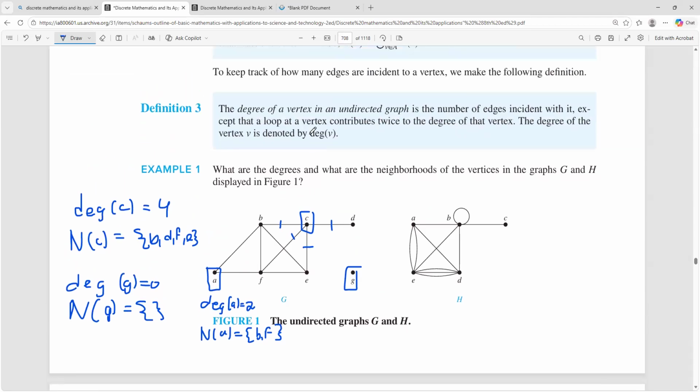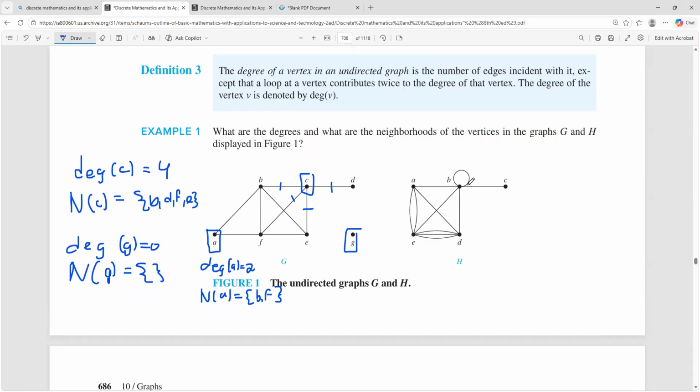Also, I will note about degree, when it comes to loops within an undirected graph, they count twice. Why? Think of it like this: if you expand the loop, it's like an edge from B to B. So B is plus one, B is plus one, and you add them, it's going to be plus two. So loops count twice. Loops add plus two.